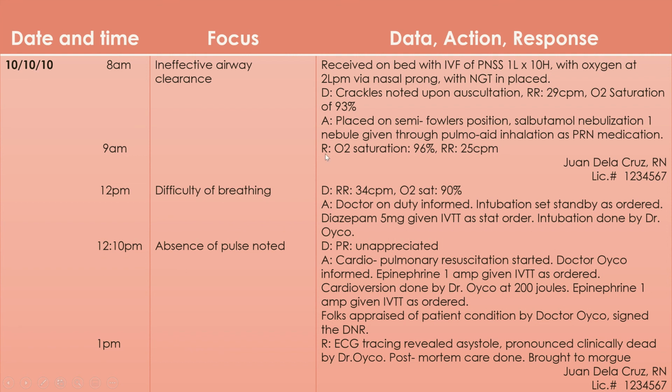And then R, the response of the patient, for example, at 9 a.m., from 8 a.m. to 9 a.m. Yung kanyang response. Okay, yung ating evaluation is oxygen saturation. So, tumaas na siya, nag-improve siya. From 93 kanina, ngayon is 96%. And then yung RR, from 29 cycles per minute, now is 25 cycles per minute. So, if na-solve natin yung problem, okay na tayo with the first focus.